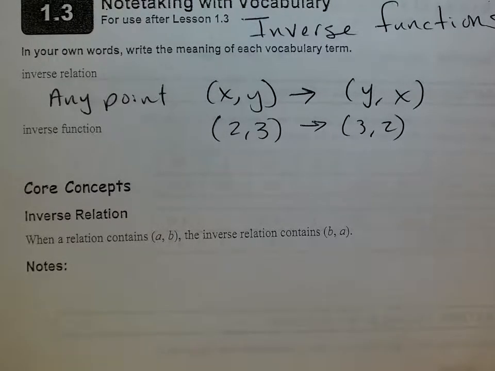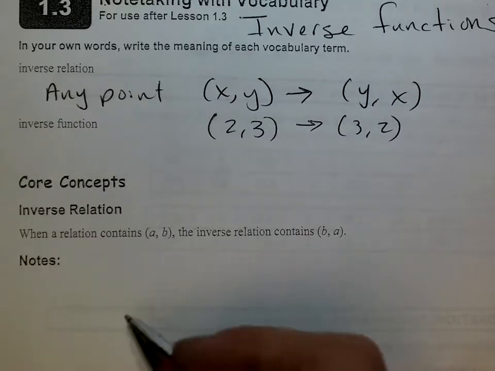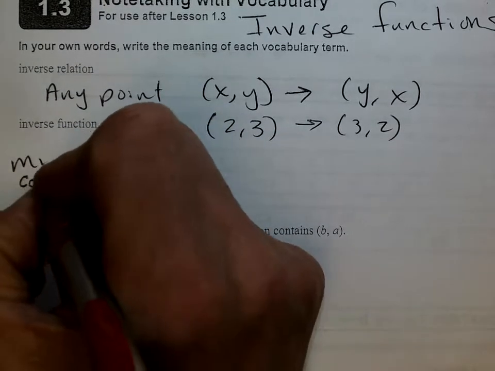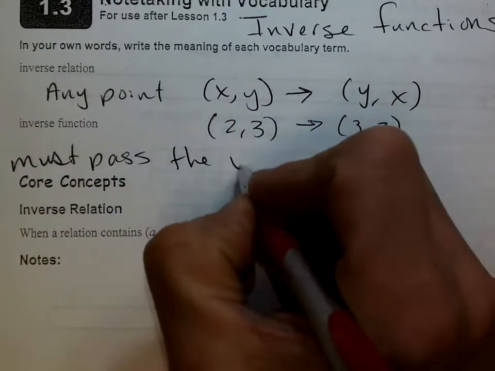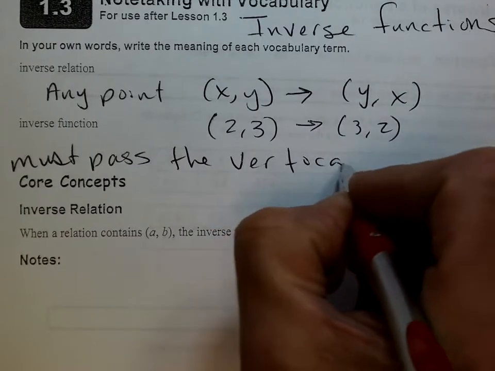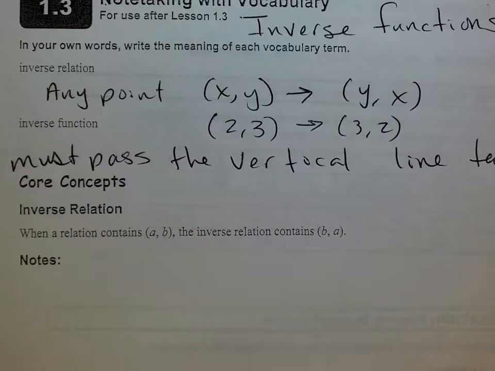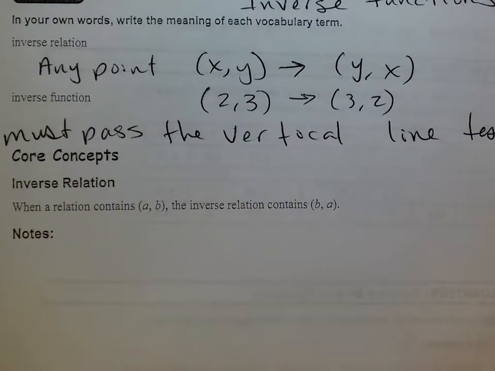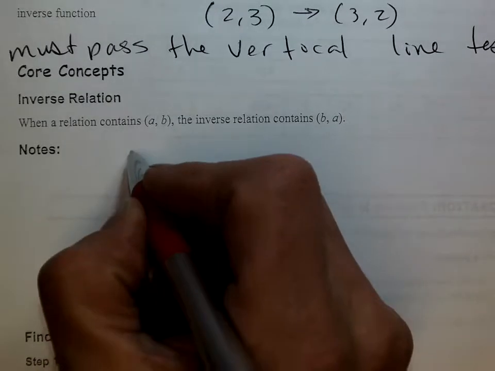So now, some things are functions and some things aren't. We talked the other day about whether it's a function, whether it passes the vertical line test. So an inverse function must pass the vertical line test. Let me show you an example.